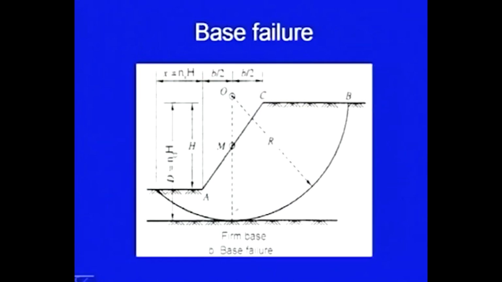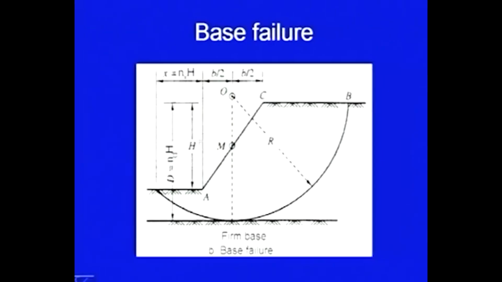This is the graphical solution for base failure. In case of the base failure, this is the firm base and the circle is touching this base tangentially. So, here this radial vector will be vertical. And this radial vector will be intersecting this slope face at its midpoint. So, from a midpoint you can take this vertical line, and somewhere near this vertical line, the exact critical circle will be there. And these are the parameters in this graphical solution.